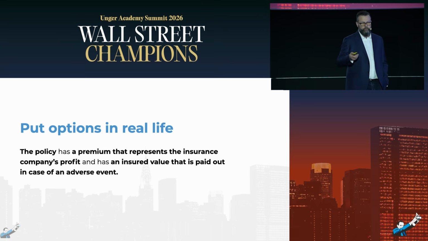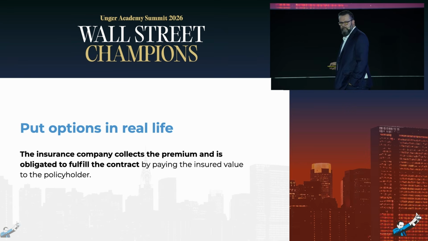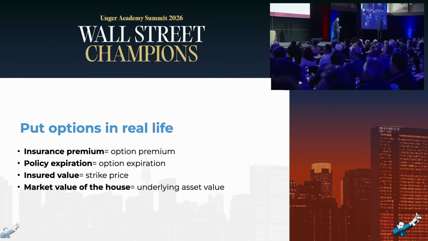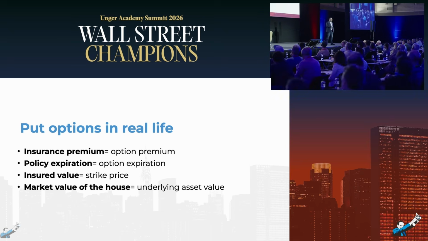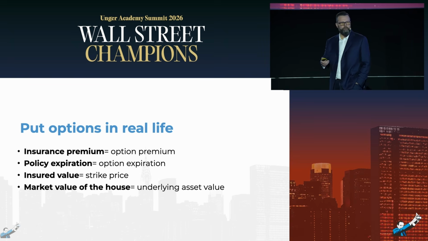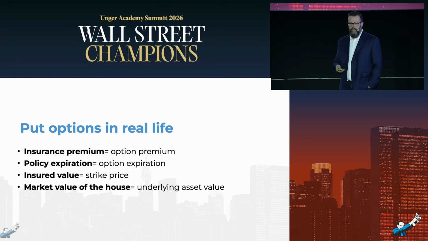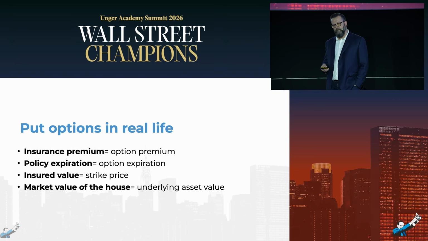The insurance company collects the premium and will be obligated to fulfill the contract by paying the insured value to the policyholder. Let's draw a parallel. The insurance premium is the option premium. The policy expiration date is the option expiration date. The insured value corresponds to the strike price, and the market value of the house is the value of the underlying asset at the time of the transaction.